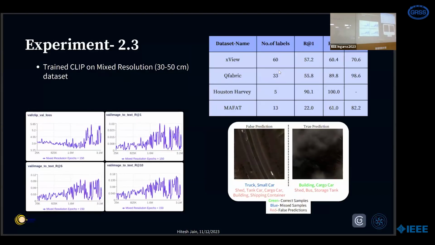Next, we trained KNIP on the mixed resolution dataset, having resolution ranging from 30 to 50 centimeter. And we see a lot of spikes here. It's maybe because of non-uniform resolution. And these are some of the false and true predictions.